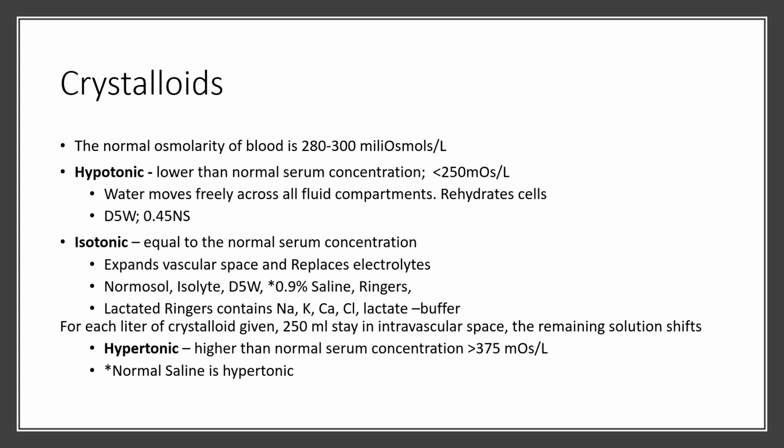Isotonic is a solution that is equal to a normal serum concentration. It is used to expand the vascular space and replace electrolytes. Normosol, Isolyte, D5W, normal saline, and Ringer's and lactated Ringer's are examples of that.